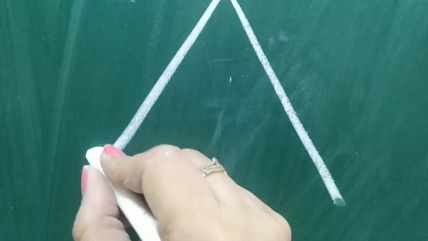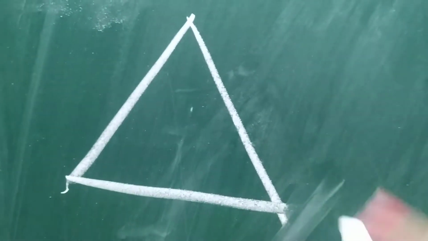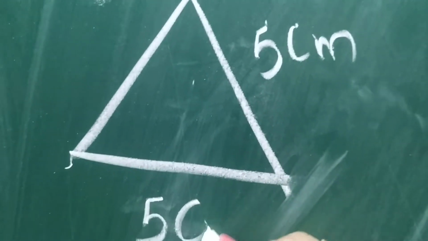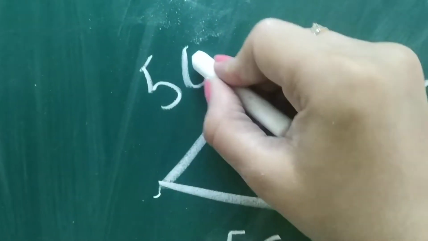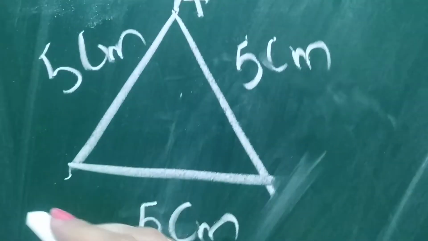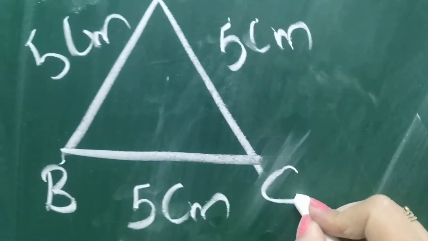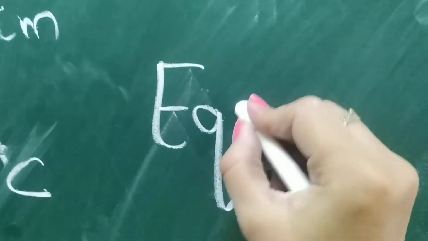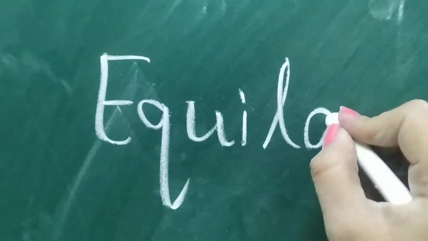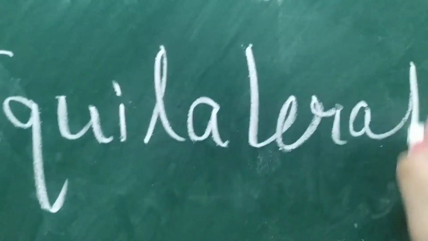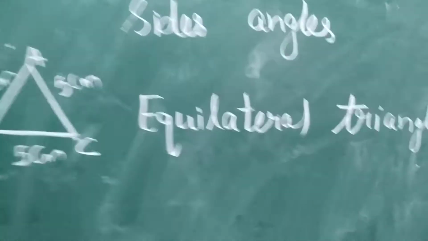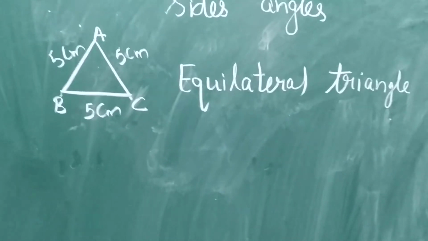One triangle is here. Suppose this is 5 centimeter, 5 centimeter, 5 centimeter. So all 3 sides I have made of this triangle are same. They are same. So it is called an equilateral triangle. So equilateral triangle is a triangle when all 3 sides are equal. When all 3 sides are equal, it is called equilateral triangle.